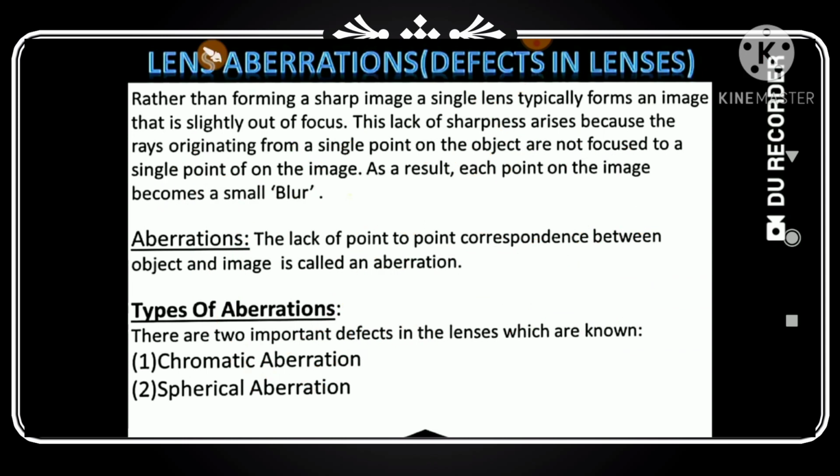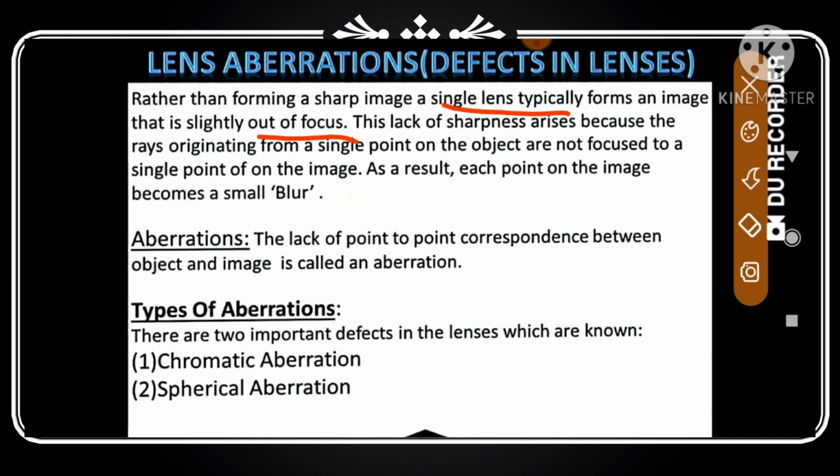So let's see the lens aberrations. Rather than forming a sharp image, a single lens typically forms an image that is slightly out of focus. Means in this aberration we are getting the image in different focuses, out of focus. This lack of sharpness arises because the rays originating from a single point on the object are not focused to a single point on the image. As a result, each point on the image becomes a small blur. This is due to aberration, meaning a defect in the lenses.